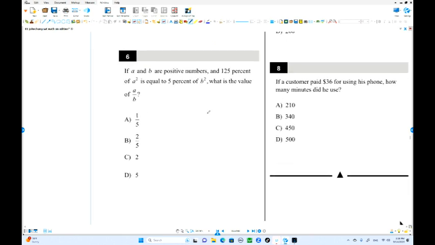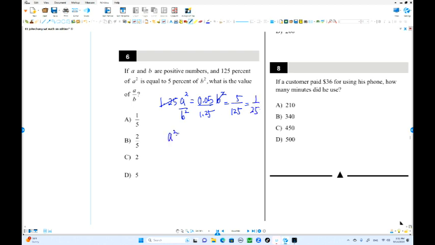A and B are positive numbers. 125% of a squared, that is 1.25 times a squared, right? That equals 0.5. 5% is 0.05 of b squared. We can use this one. So, a over b: the first one, you can move down over here, b squared. This is moved down over here, 1.25. That gives a squared over b squared equals 0.5 over 1.25. That equals what? 5 over 125. When you divide by 5 again, it's going to be 1 over 25.